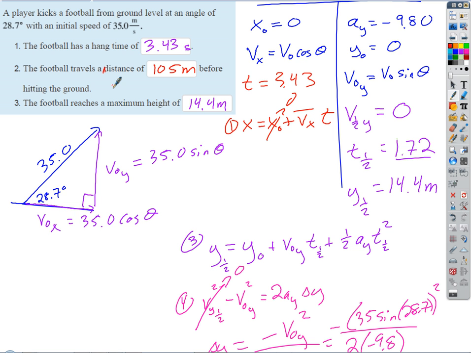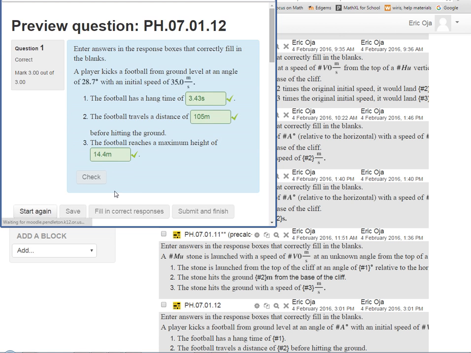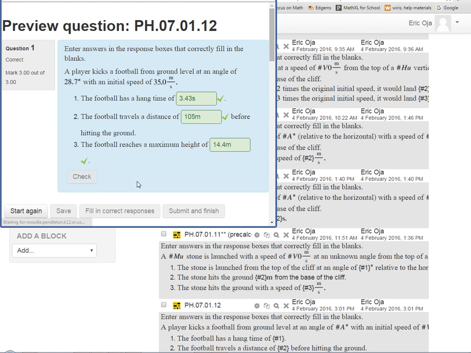Okay, so let's check. Should we check our work? Just make sure. Watch it all be wrong. Oh, don't say that. I always wonder that though, every time you do something. Time to go home. 3.43 seconds, we said. 105 meters, we said. And 14.4 meters. Yay. Got it. Okay.